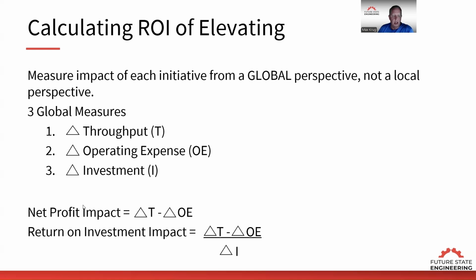The other thing we can look at is return on investment. So if we look at return on investment, we're going to take that net profit impact, change in throughput minus change in expense, and divide that by the change in investment. So that's the investment to buy a new machine, or even reducing inventory significantly could be part of our impact on investment. So those are the techniques we want to look at to measure the effect of our elevating the constraint. And as long as those numbers are positive, or our return on investment is within our tolerance of what type of return we want to get, take the action.